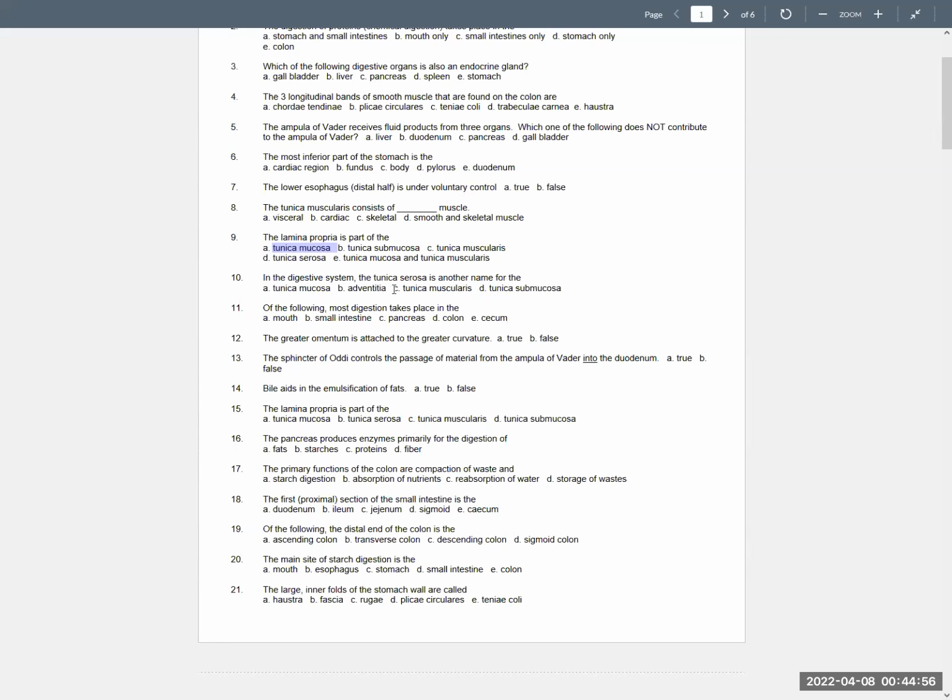The tunica serosa is another name for the adventitia. We don't use that term adventitia a lot. Back in the year 2000, when this test was written, I guess I used it more often.